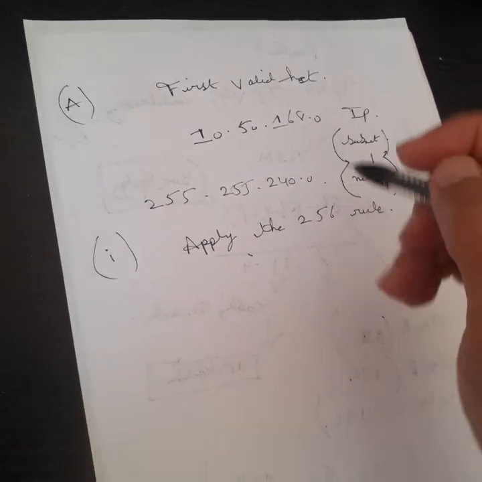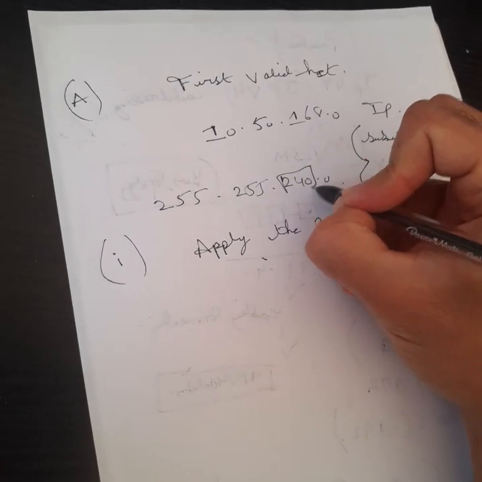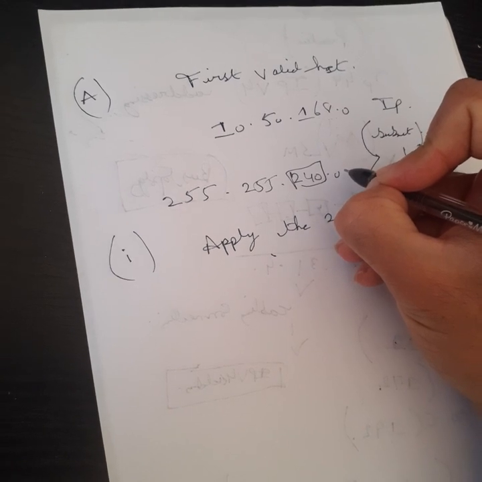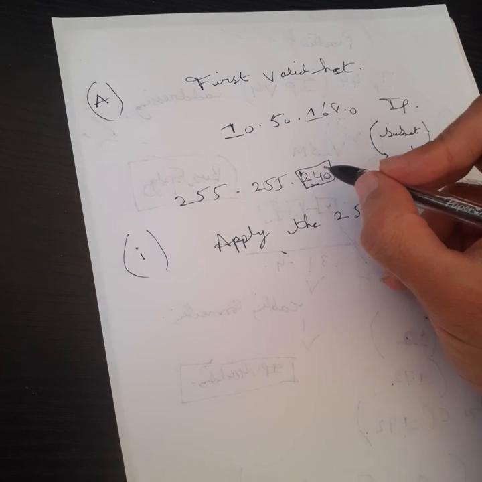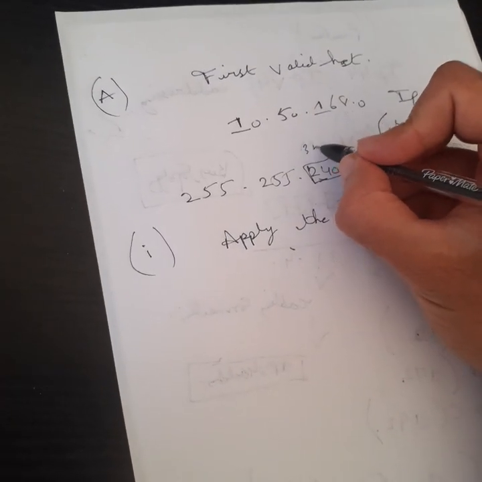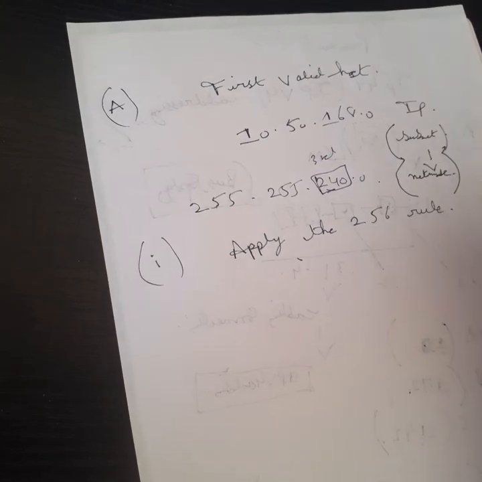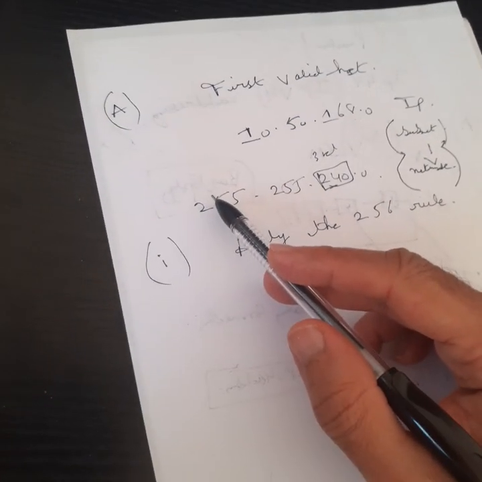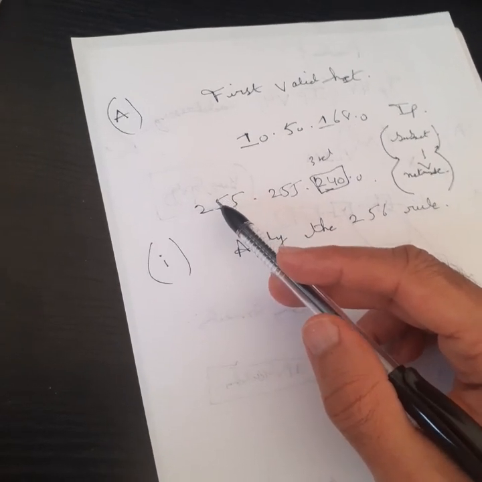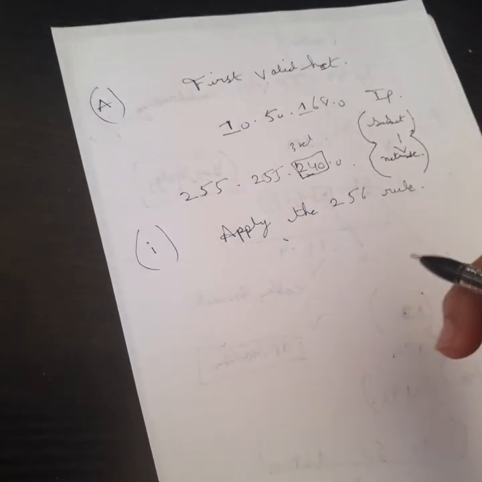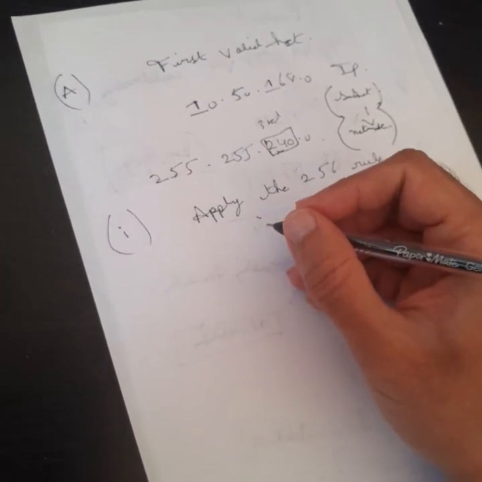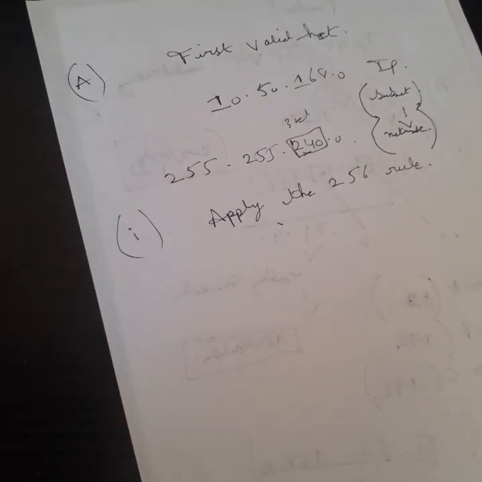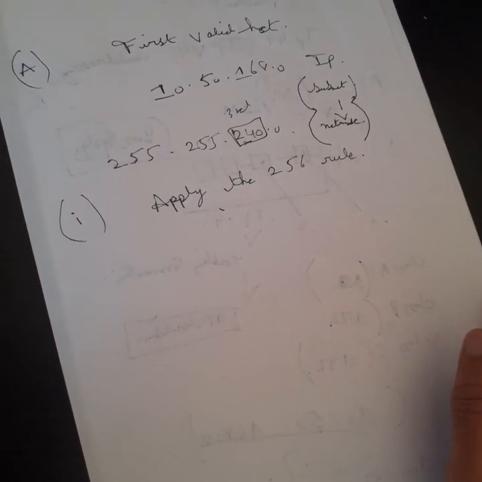I'm going to apply it here, because this is a 0 and we don't want to go on that side. So I'll apply it in the third octet. That's the first octet, second, third, fourth. As I said in my previous videos, an octet is 1 byte with 8 bits.